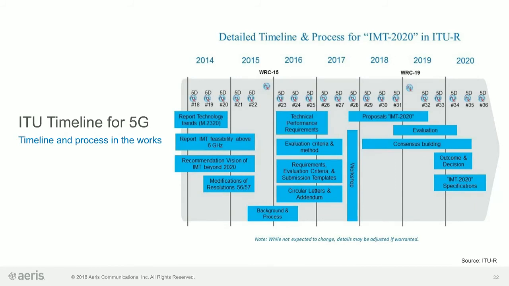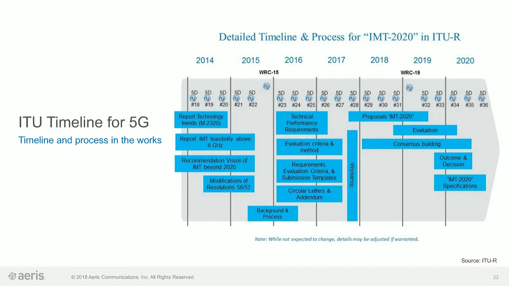Now, what is the ITU's timeline? They put together this timeline some years ago, expecting that people would understand that 5G is going to take a while to develop all the way to the final specifications. They started back in 2014. And what you see are some requirements that were set back there, where they had people doing some early testing. They were doing some feasibilities, spectrum trials above 6 gigahertz to see what would happen.